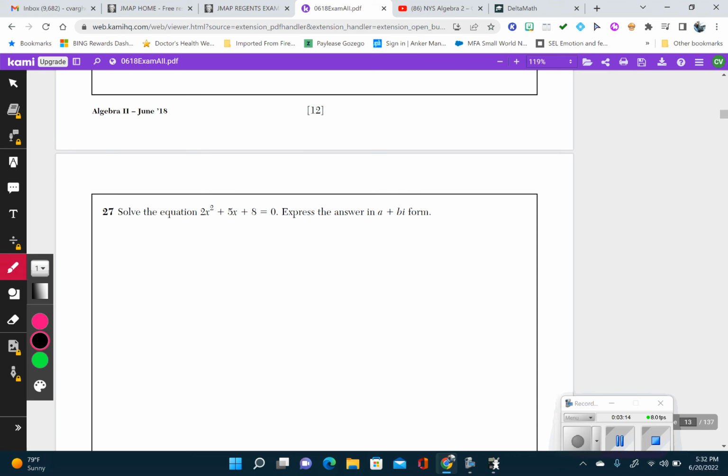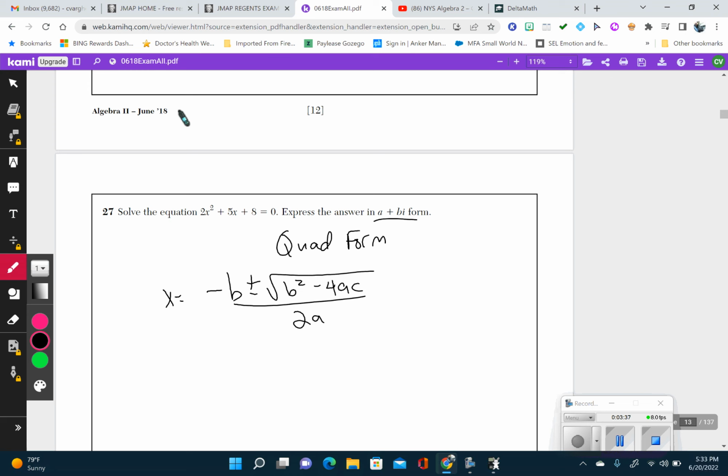Solve the equation. Answer in a plus bi form. So the easiest way that you can always solve is the quadratic formula. The quadratic formula is on the reference sheet. So the quadratic formula is -b plus or minus the square root of b squared minus 4ac all over 2a. And again, this is given to you on the reference sheet. So that's your x's. So let's go ahead and figure out what this is.